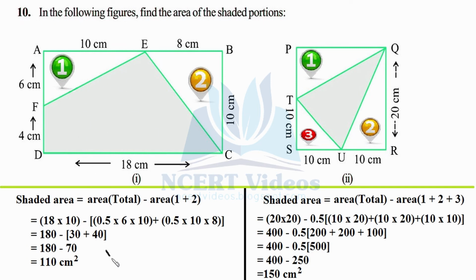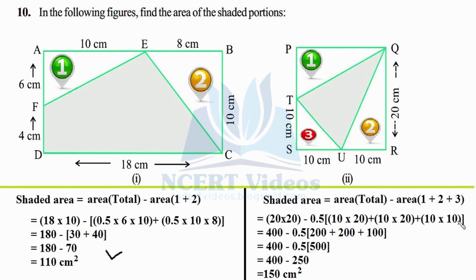That's your first. Here when you visualize it, we have 3 triangles: 1, 2, 3. We'll use the same thing. Shaded area equals total area minus the area of first, second and third. The total is a square, 10 plus 10 is 20. So 20 into 20 minus. Now here, due to space issues, or in order to show you another way, we have taken 0.5 as common. We could have done it separately in this question, but we have taken it common.